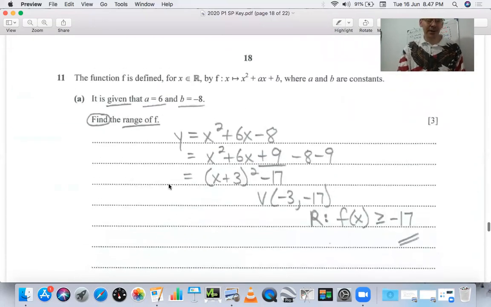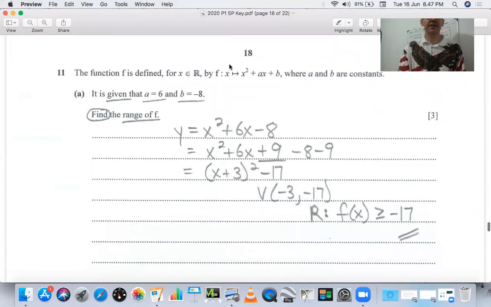Moving on to number 11. Here we have function notation. f of x is x squared plus ax plus b, where a and b are constants. For this part, part A, we have a equals 6 and b equals -8. So when we write out our function, I replaced f of x with y: y equals x squared, our a is 6, so plus 6x, and b is -8, minus 8.